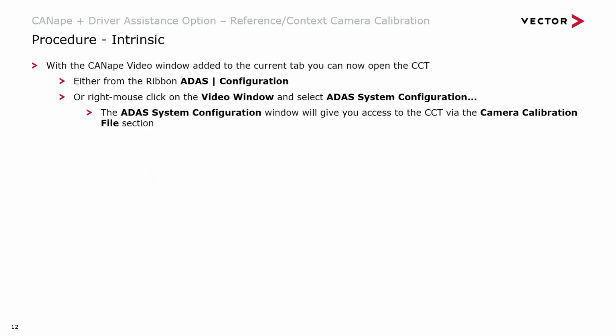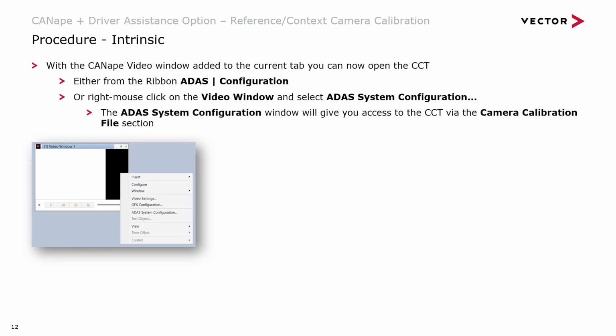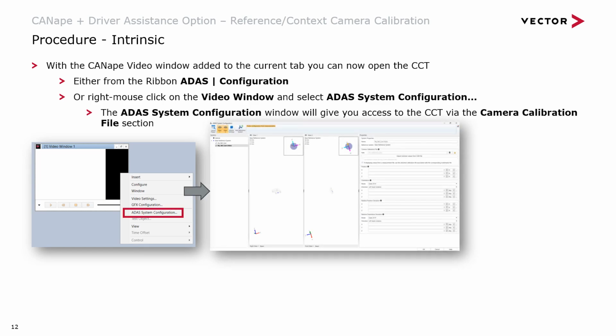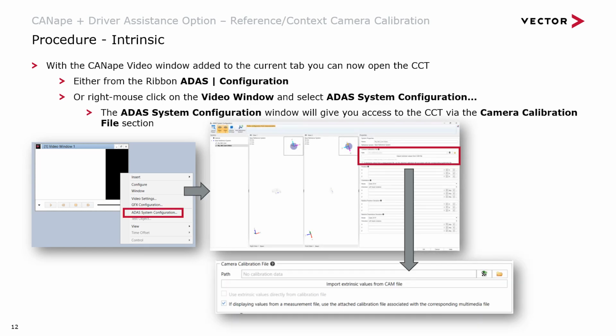To do this, right mouse click on the video window and select ADAS System Configuration. The ADAS System Configuration window will give you access to the CCT via the Camera Calibration Files section. Next, click on the chessboard symbol to open the CCT. This will open the CCT home screen and you are ready to start the calibration procedure.